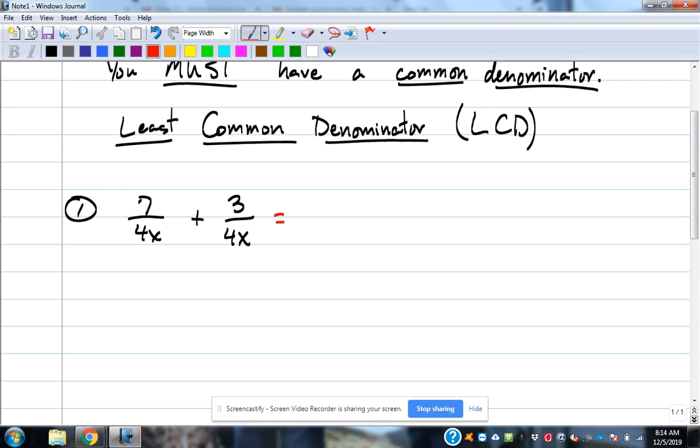So, is the denominator the same? Yeah, so we don't have to do any work to get it there. So the least common denominator is 4x. And what's the rule when we're adding after the denominator is the same? You just keep the denominator and add the top, right? 7 plus 3 is 10. And then we always, at the end, try to reduce, simplify the fraction. So 2 goes into 10 and 2 goes into 4. 5 over 2x is the final answer there.